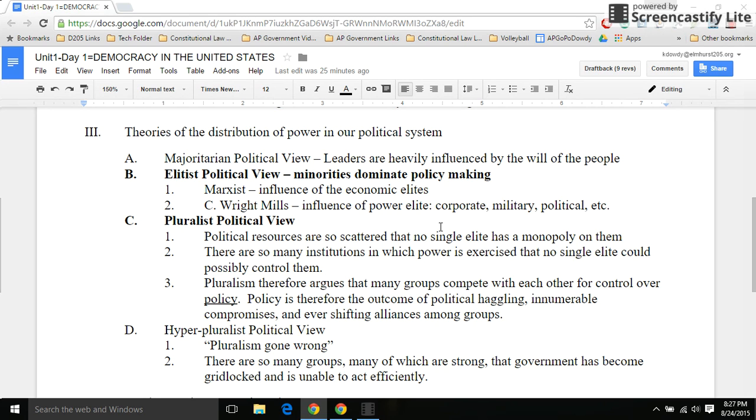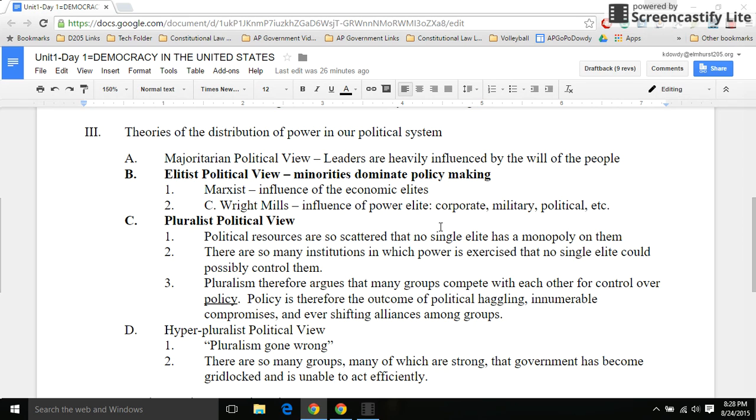The second view is this elitist political view, the idea that there's an elite group of people who are making decisions and might have a disproportionate amount of political power. There are two views in this regard. One is economic elites, the idea that people with a lot of money have a disproportionate amount of influence in regards to our governing and public policy.